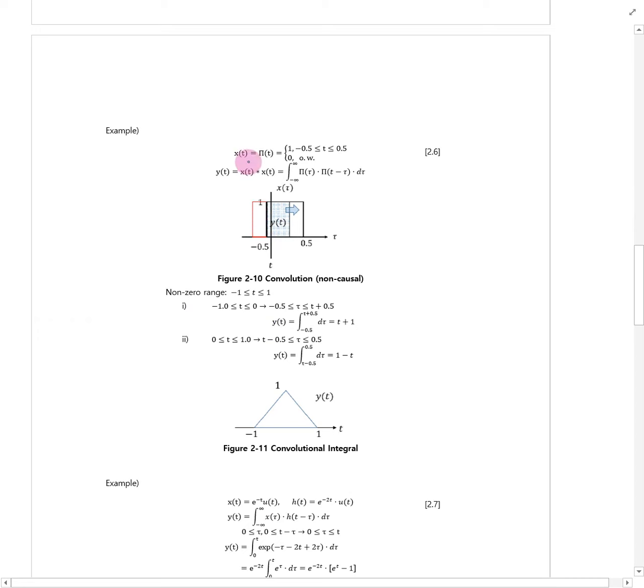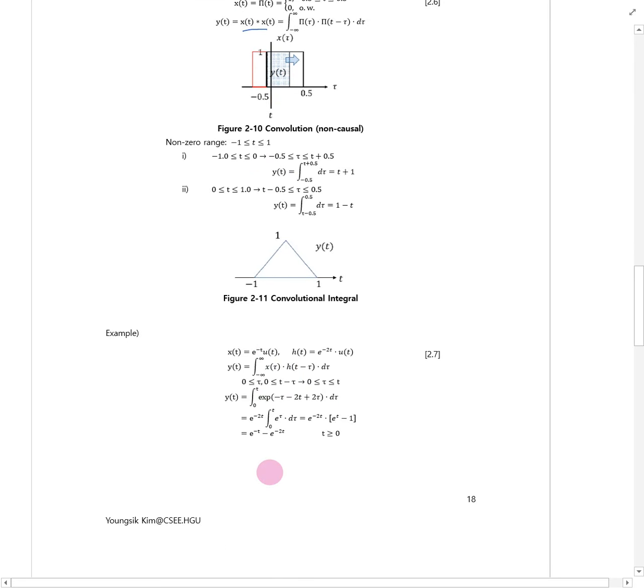Here is a rectangular pulse. Two different rectangular pulses are convolved. Then you can figure out that it becomes a triangular-shaped signal. And also try out the convolution of exponential functions. Okay.